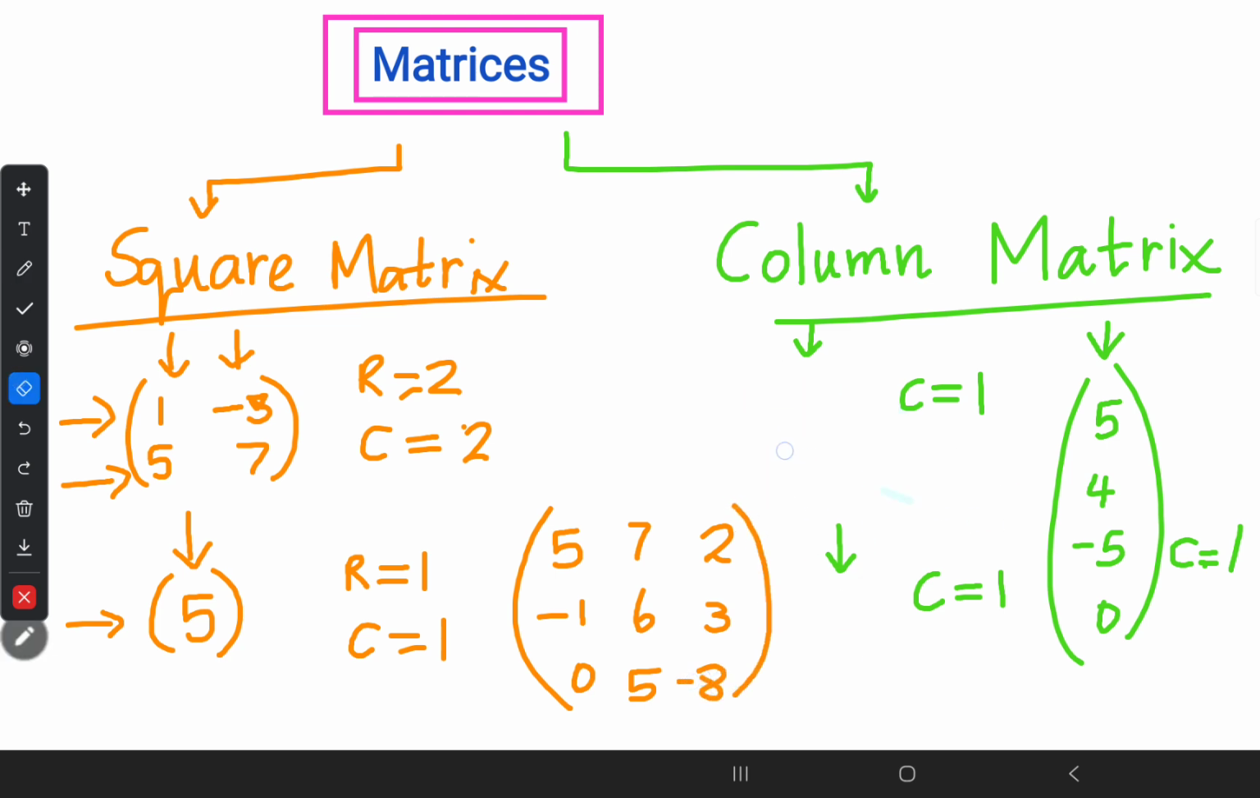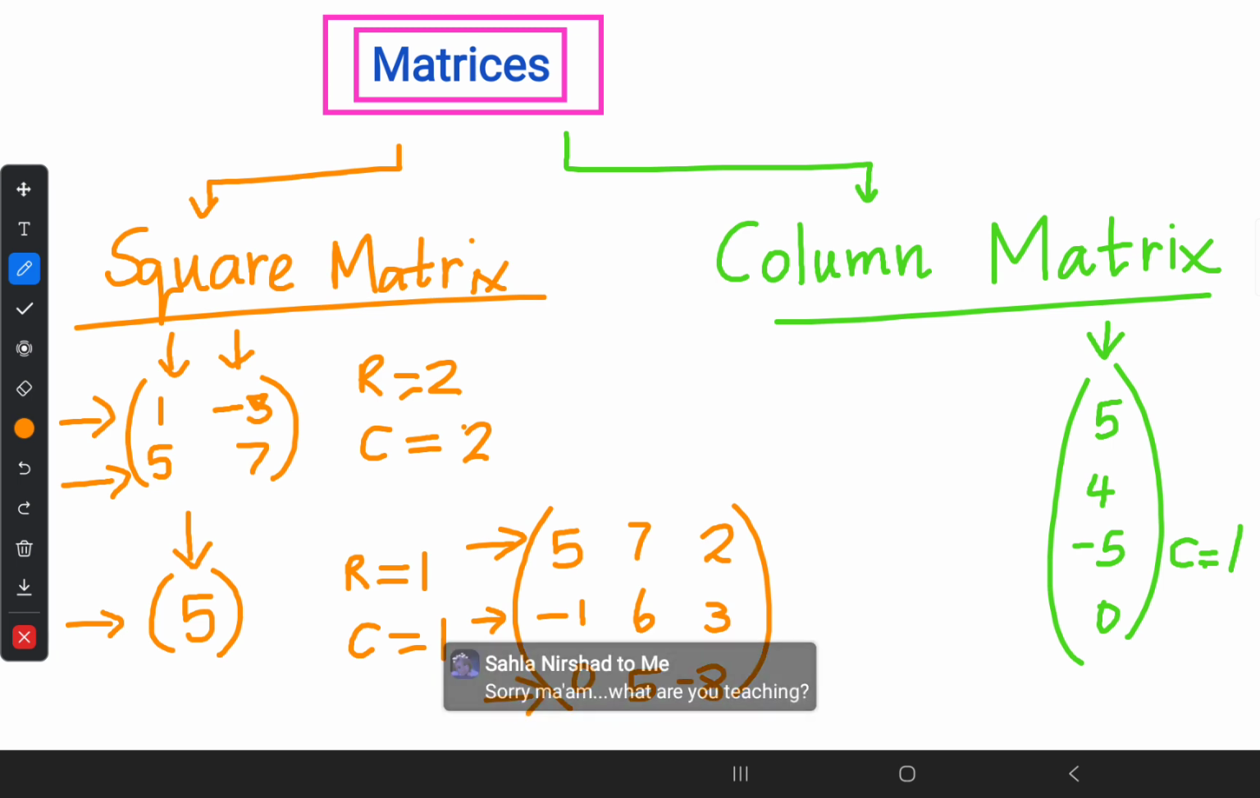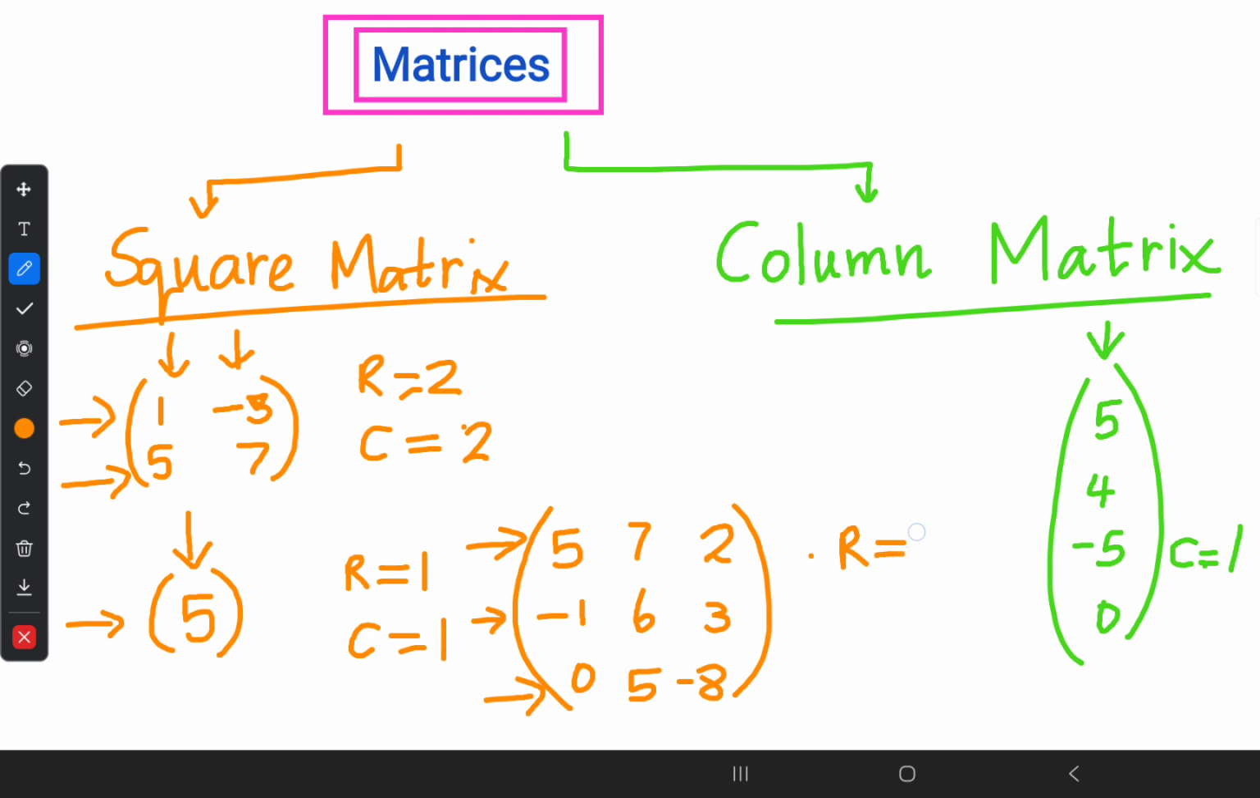In this case, how many rows are there? Let's count. 1, so this is a row. This is another row, and this is another row. So there are 3 rows. How many columns? 1, 2, 3. The horizontal alignment is the row, vertical alignment is our column. There are 3 columns. Here also the row number and column number are both the same. So this is classified as a square matrix.